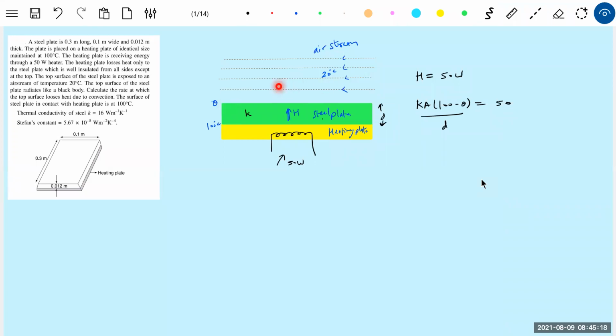Now the airstream is flowing. At the same time, it will also radiate. The red color arrow will be radiation, and the air which is in contact will carry on the heat. So the steel plate loses heat due to both processes. So heat loss due to convection plus power loss due to radiation should be equal to H. We'll use the symbol H only. Uniform it will be. So due to convection, this is what is being asked.